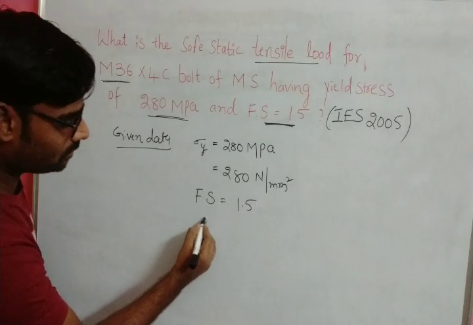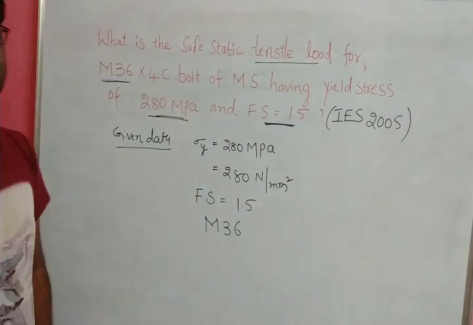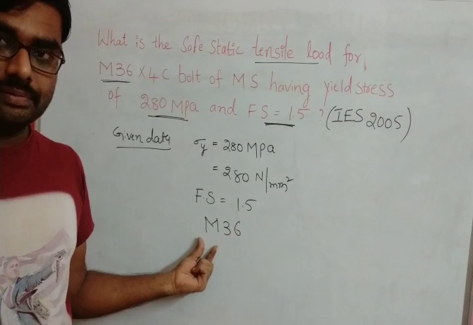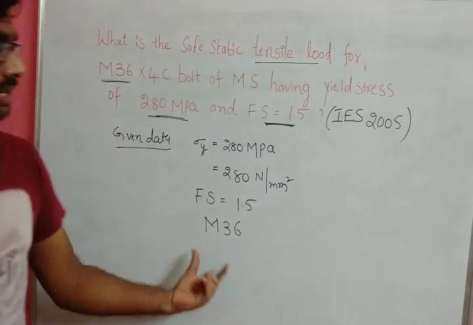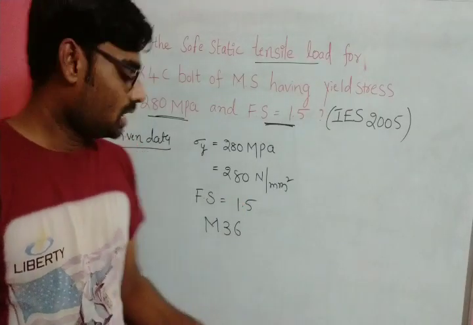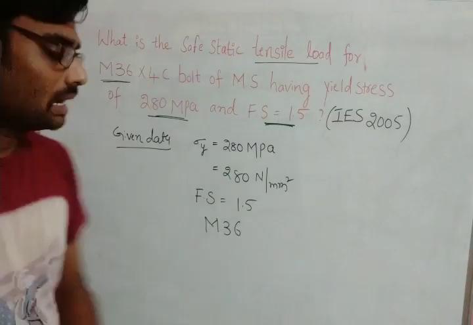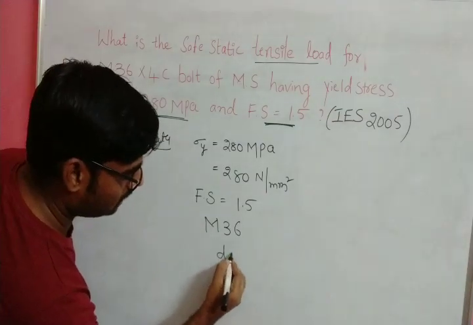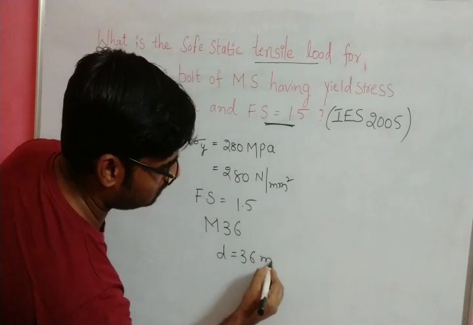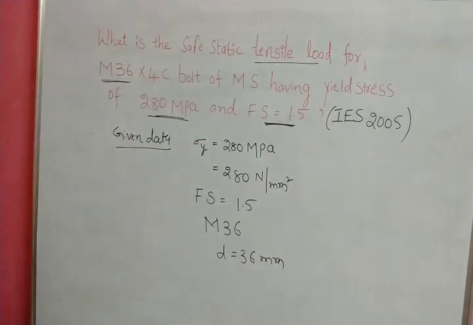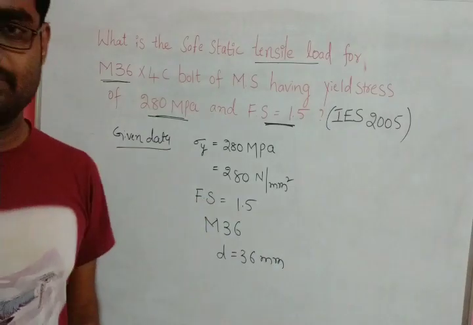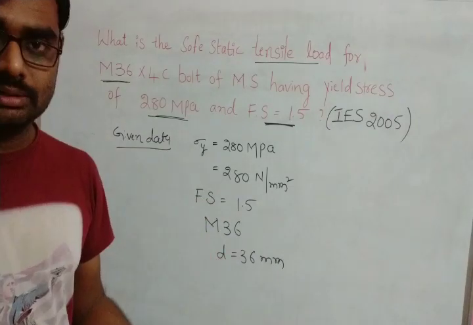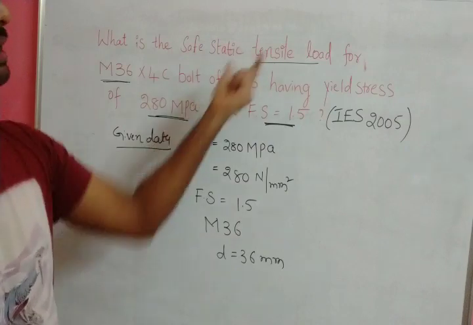What is the use of M36? M is the metric, and 36 is the diameter of the bolt. This is the designation of bolts. M means metric, 36 is the diameter, so the diameter of the bolt equals 36 mm. Yield stress, factor of safety and diameter are all known values, so we can easily find out the tensile load.